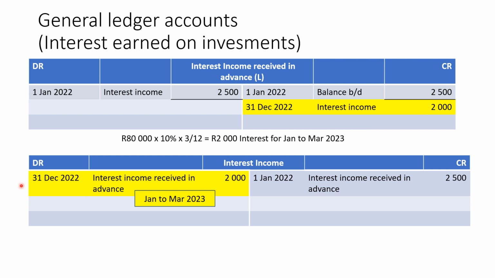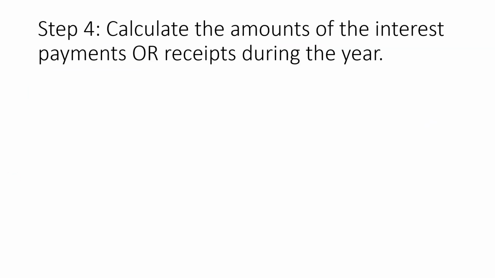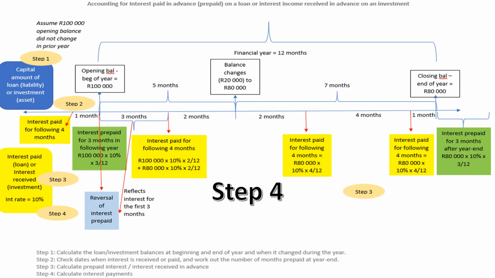That's what it looks like in the ledger accounts. So then the final step is that you might need to calculate the amounts of the interest payments or receipts during the year. So that means you're now going to be actually needing to work out what is the interest that gets paid every time.